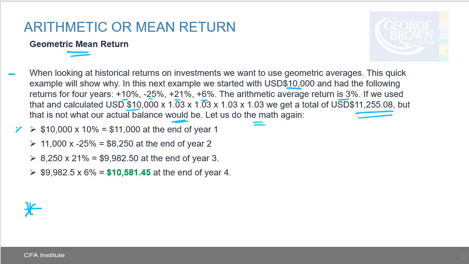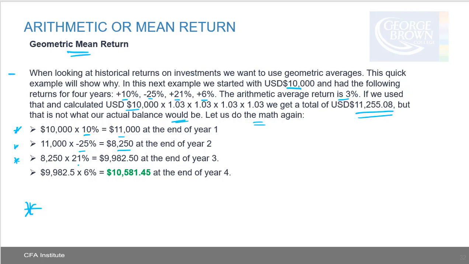We have $10,000 at the beginning of the first year, and we earned 10%. So at the end of the first year, we'd have $11,000. Beginning of the second year, we have $11,000, but we have a negative return of 25% in year 2. So at the end of year 2, we would have $8,250.